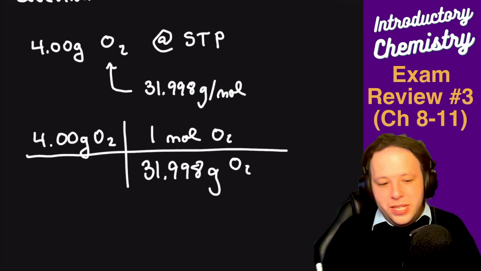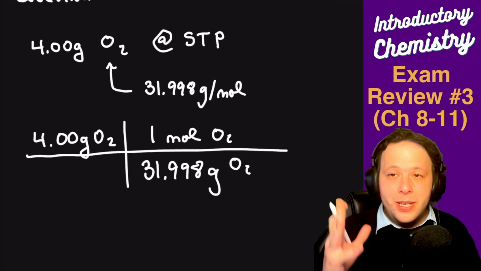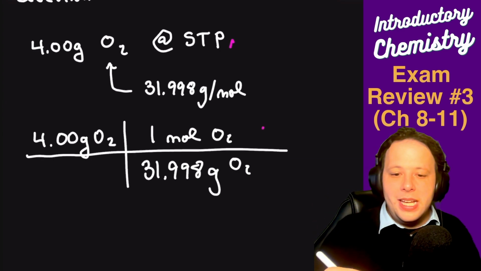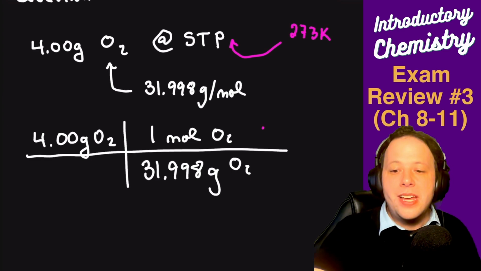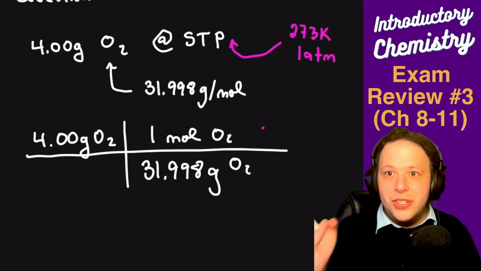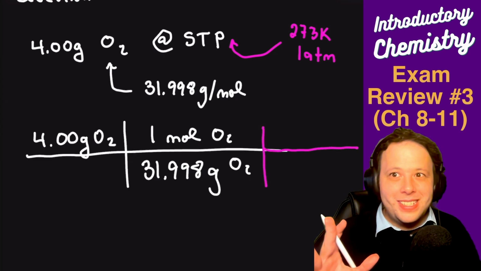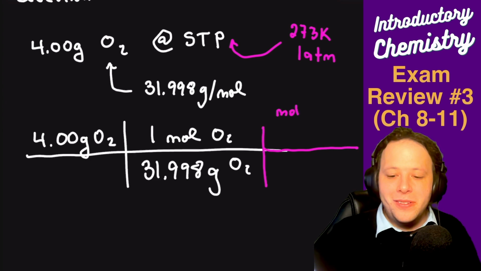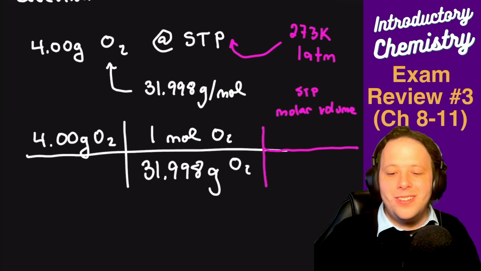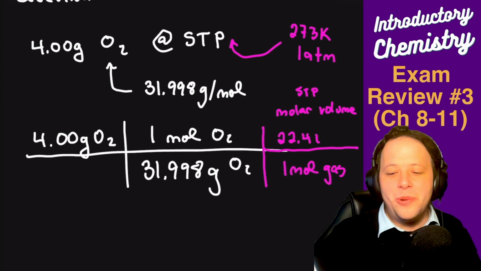Now, when we do that, you have a choice. You can either stop here and put it in the ideal gas law, because STP is standard temperature and pressure, which means it's at 273 Kelvin and 1 atmosphere. But there's an easier way: when it's at STP, you can use the molar volume as a conversion. This is only for STP, where 1 mole of gas is 22.4 liters.